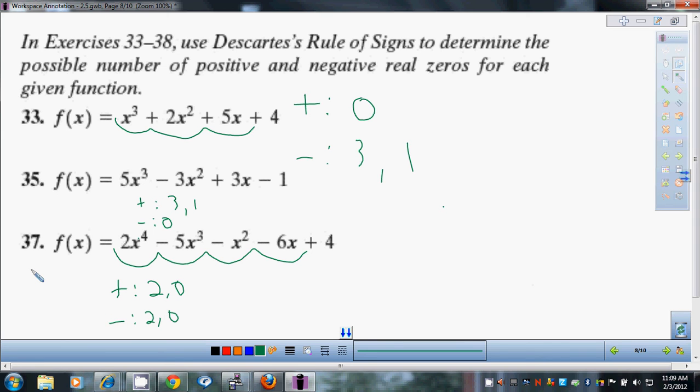But that is it. That is the entirety of Descartes' rule of signs. No other ifs, ands, or buts. That's it. It's just to help you and to help you know where to look. Questions about where I got any of those numbers you see?